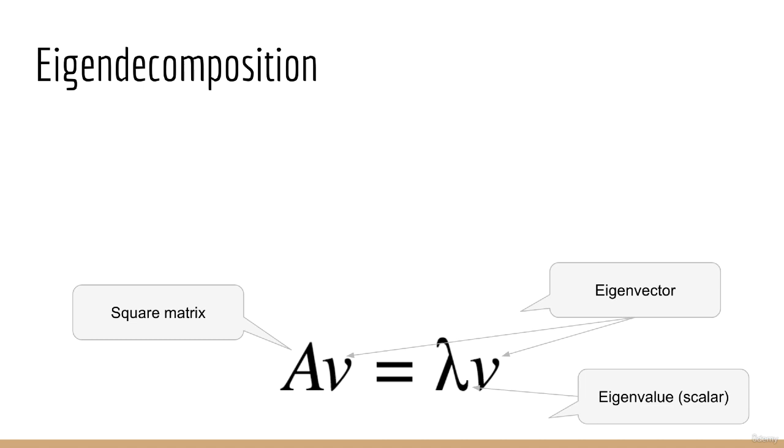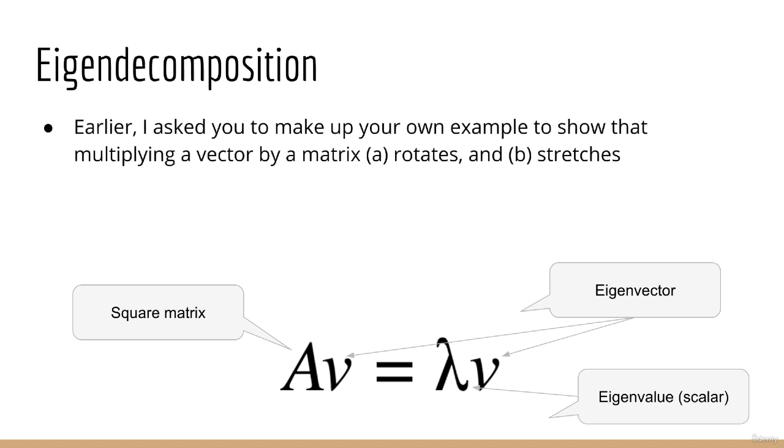The trick behind PCA is that it's nothing but eigendecomposition. In other words, finding eigenvalues and eigenvectors. So let's remind ourselves about what that means. As we discussed earlier, when you multiply a vector by a matrix, you can potentially do 2 things. First, you'll rotate it so that it points in a different direction. Second, you'll stretch it so that it becomes either longer or shorter.